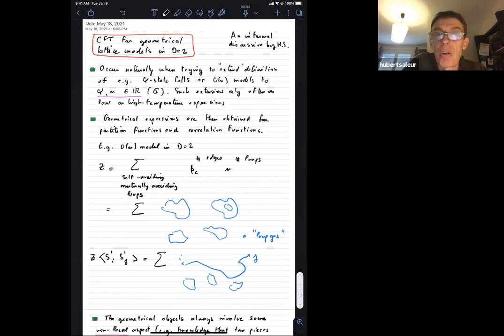So what do we mean by geometrical lattice models, first of all? Well, this is something that occurred naturally at the very beginning of CFT back in the late 80s, when people wanted to consider the natural definitions of the Q-state Potts and O(N) models, of which we knew they were critical for some domain of parameters, Q between 0 and 4, and N between -2 and 2.